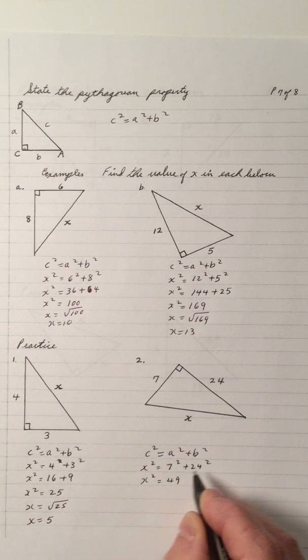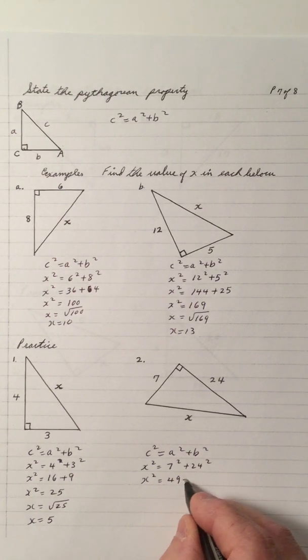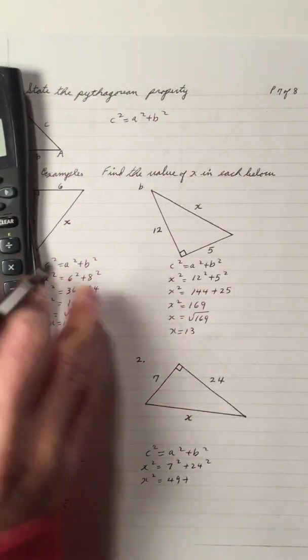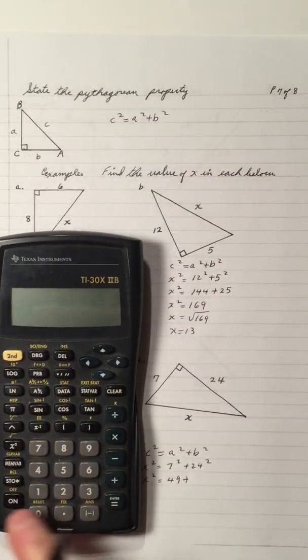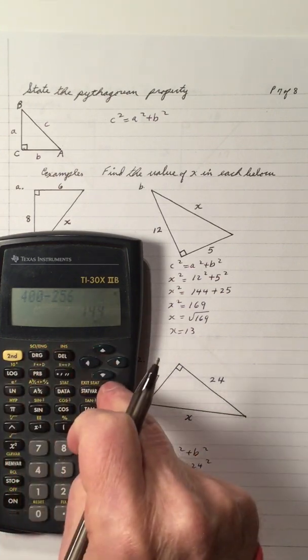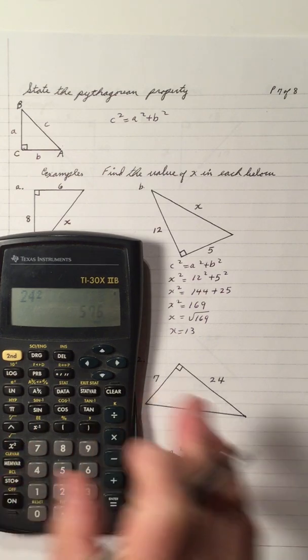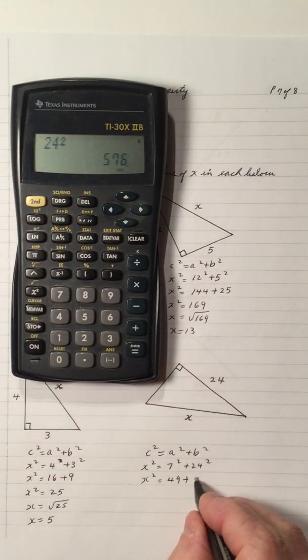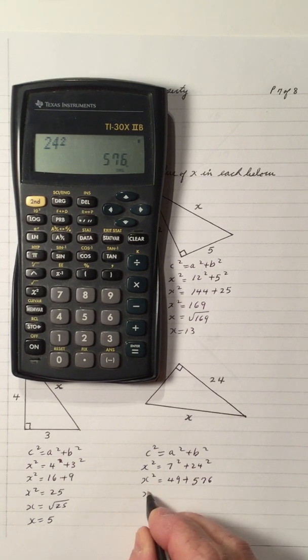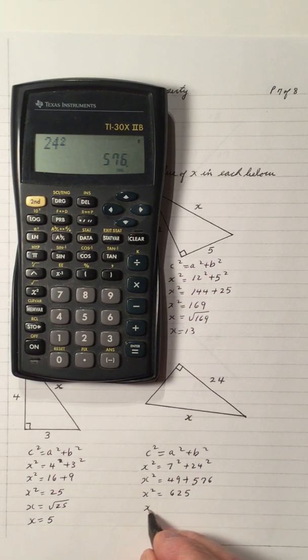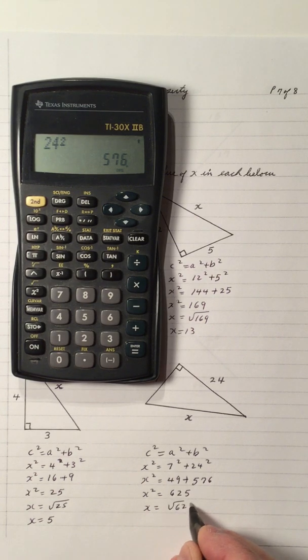7 squared is 49, and 24 squared, you can pick up your calculator and do 24 squared, which I'm going to do here. I don't memorize everything. So 24, square button, I get 576. And if I add them up, I get 625. And x is equal to the square root of 625. X is equal to 25.